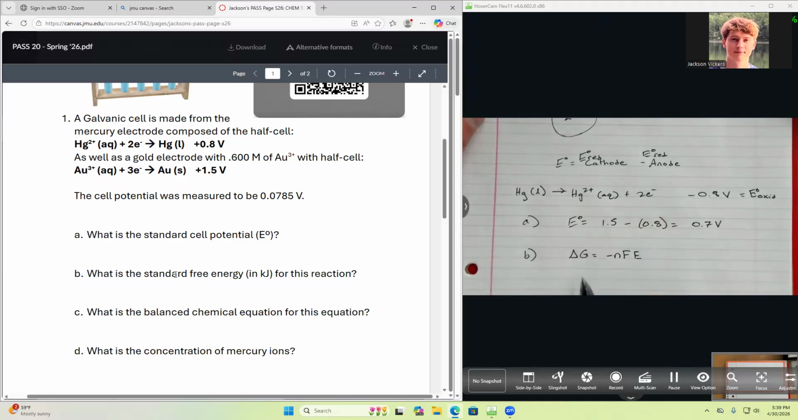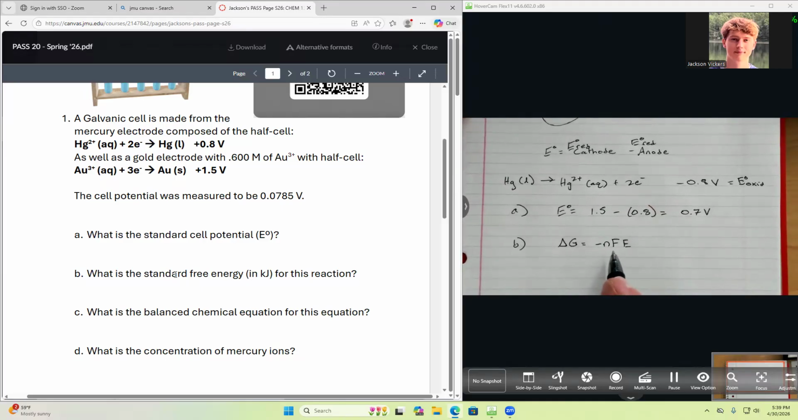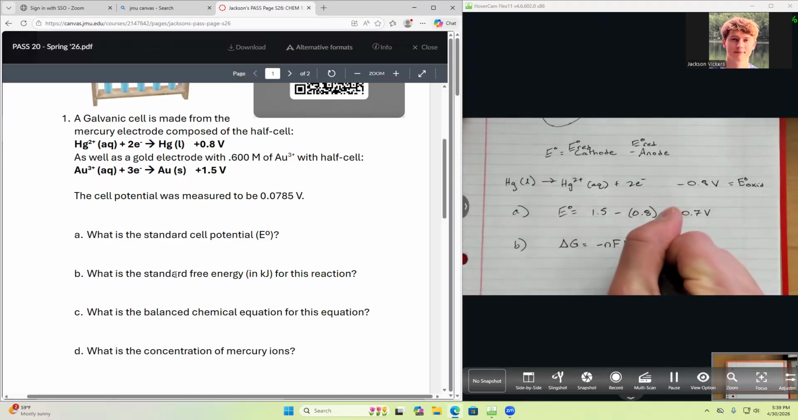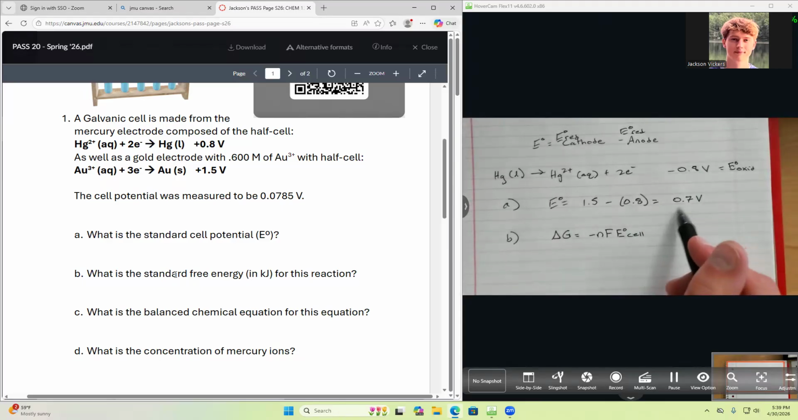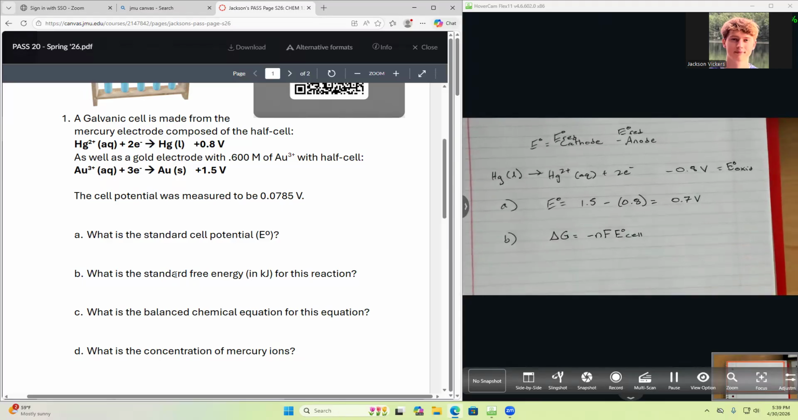where we have the delta G is equal to negative N times the Faraday's constant, and that will be given to you, times E standard cell potential. So this is good. We already found this on the last one. We know what F is, it's a constant. So the only thing we really need to figure out here is what N would be. And how do we think we're going to do that?